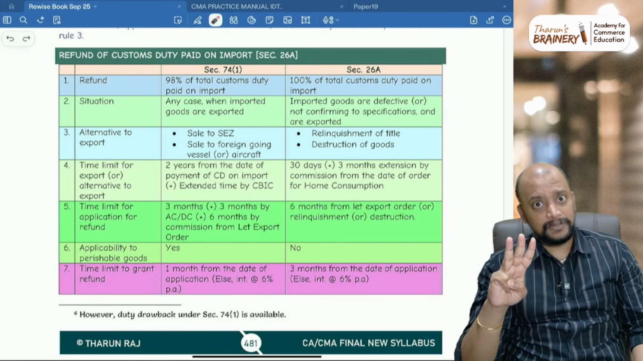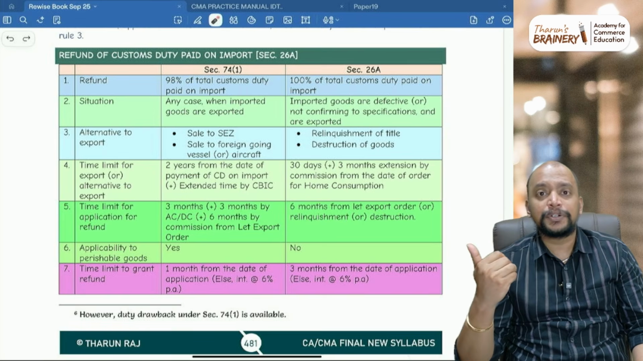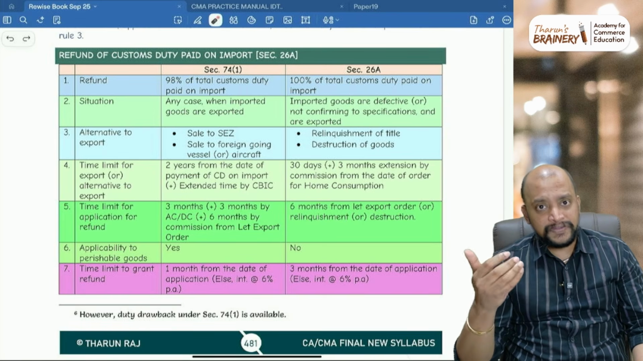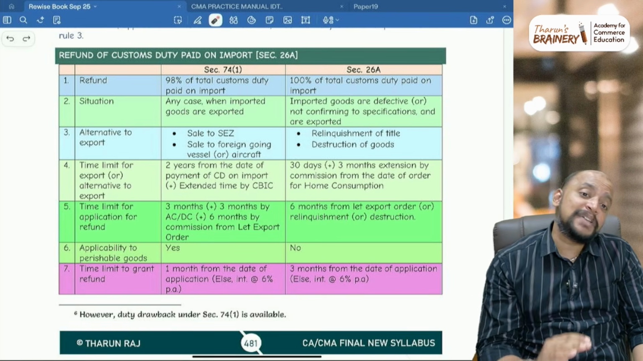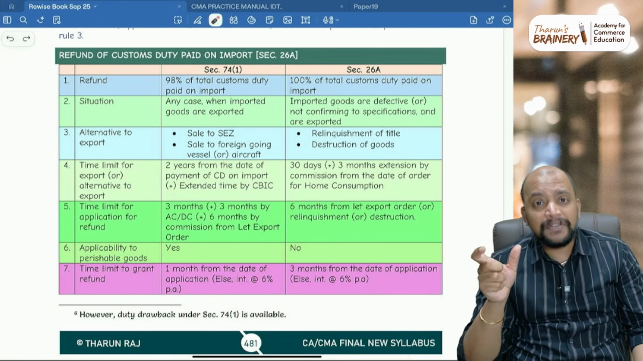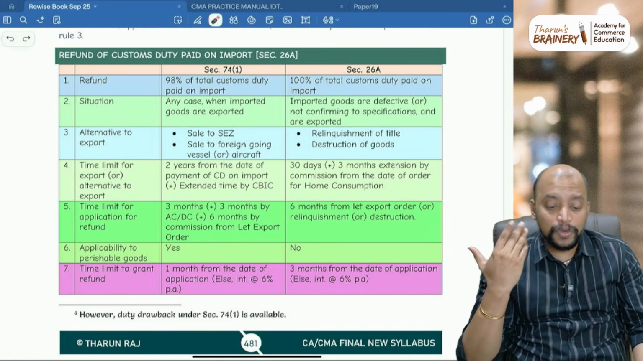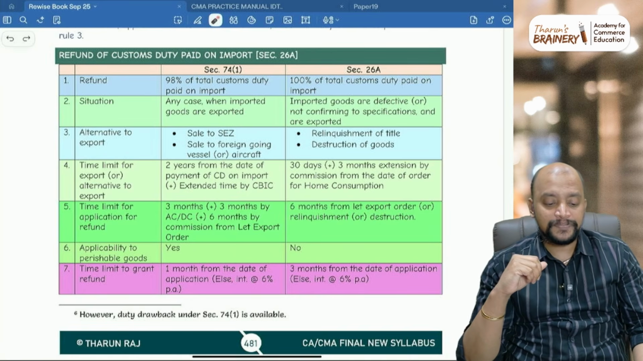Within 30 days from the date of import, that is, the order for clearance for home consumption, and it can be extended for a further period of 3 months by the Commissioner. So here we have a shorter duration, 30 days plus 3 months. But under 74.1 we have a longer duration.